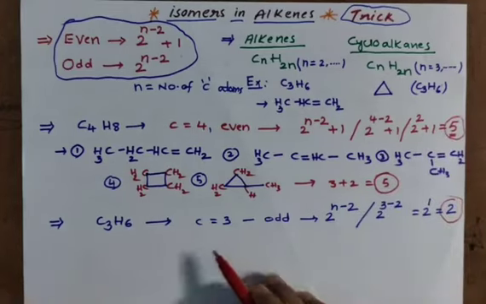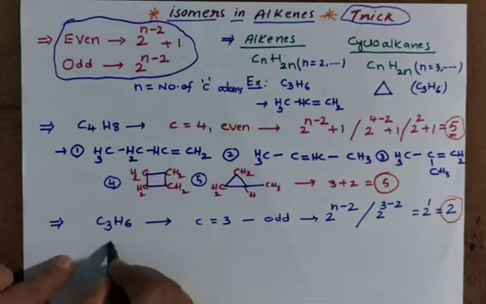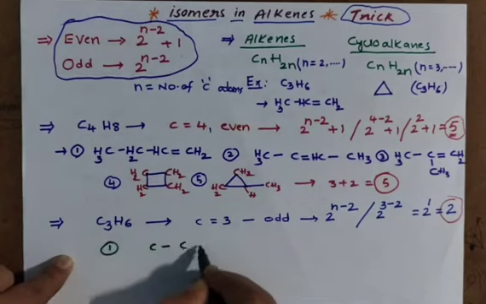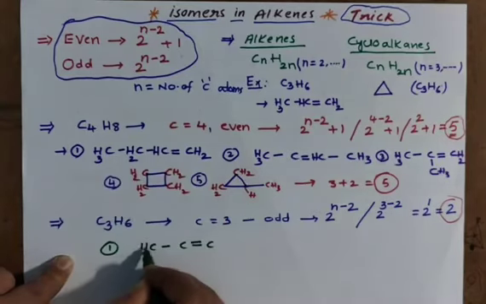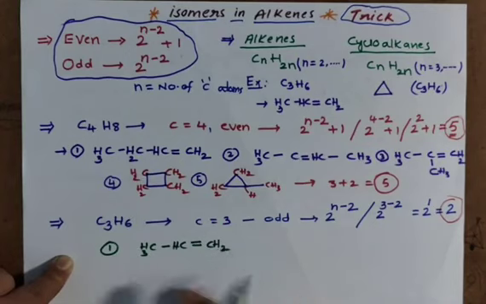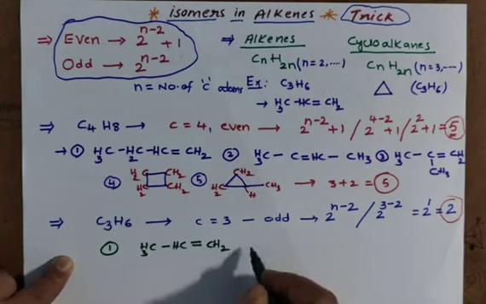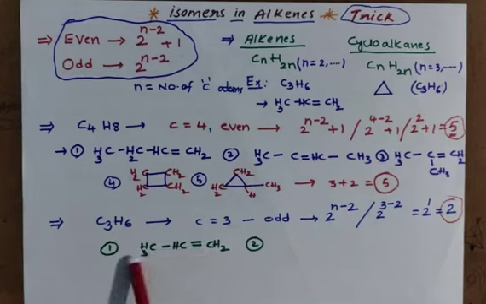C3H6 is nothing but propene. Now with 3 carbons I am drawing the structures. Already we know unsaturation, so you take 1 double bond. CH3, CH, CH2. So propene. Another isomer is not possible with an open chain. If this double bond I place here, I get the same structure. So no chance of another open chain.